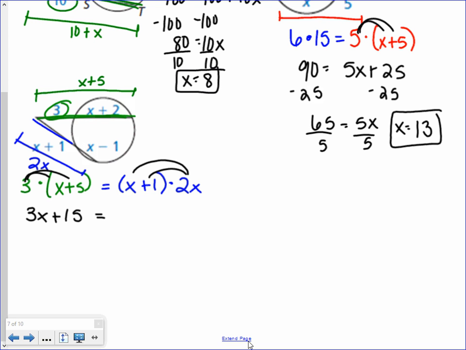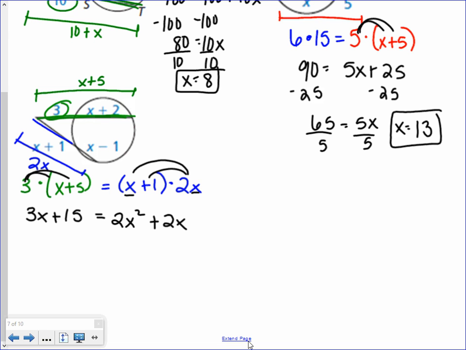X cubed? Not x cubed, but x times x is x squared. So it would be 2x squared, which I thought you said, but I couldn't hear you. So I was genuinely just asking. Okay. She's back. And then 2x times 1 is 2x. Okay. After we distributed.